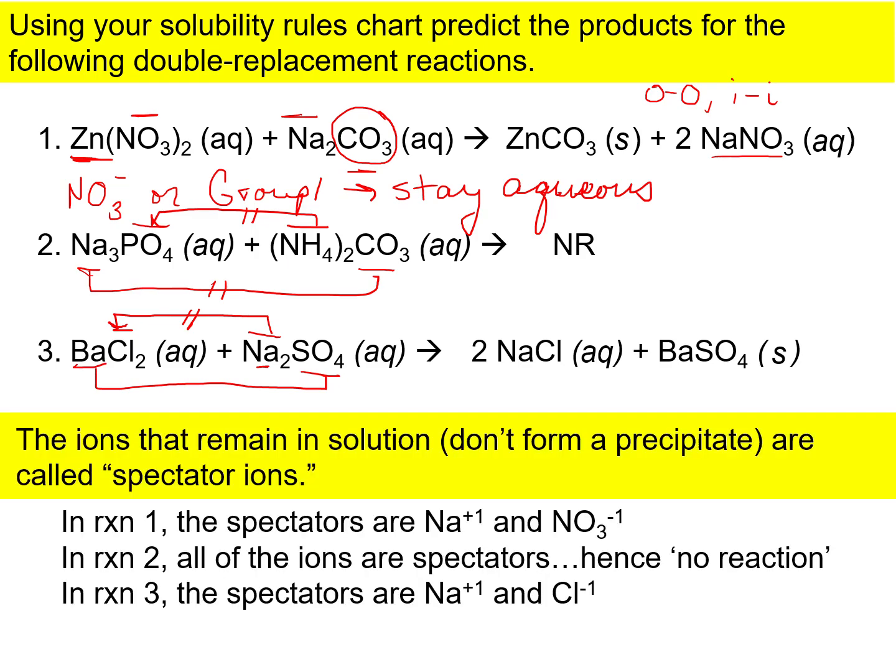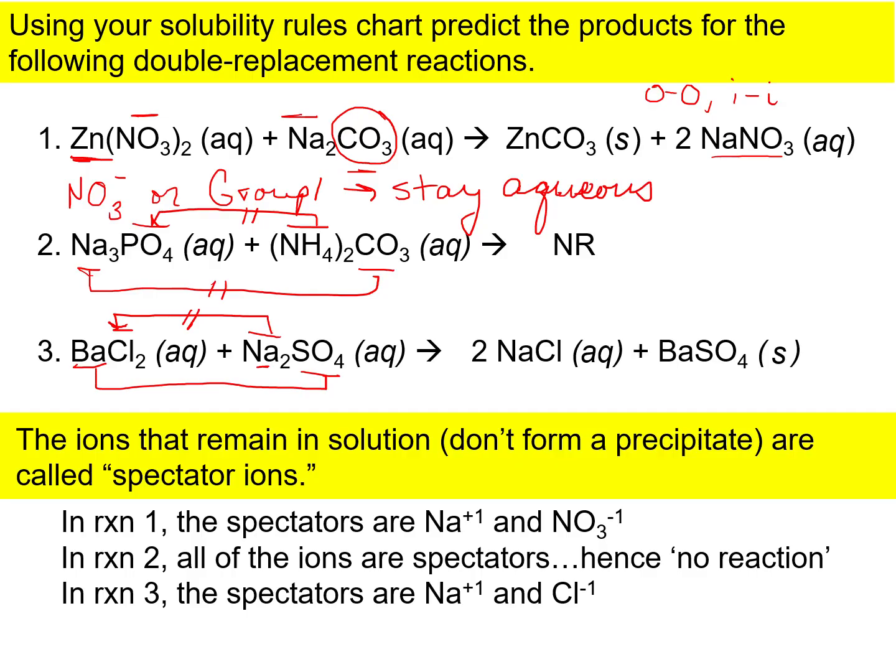So we have a new term. It was on the original picture, spectators. So the ions that remain in solution, they started out solvated and they just stayed that way. They're just watching what's going on. They're not precipitating, are called spectator ions.